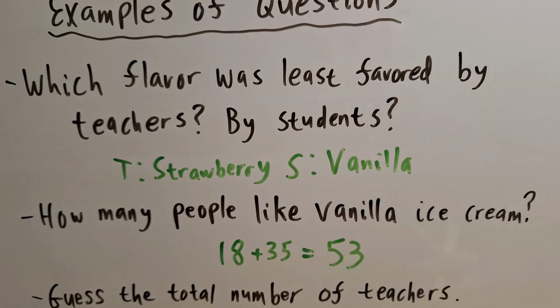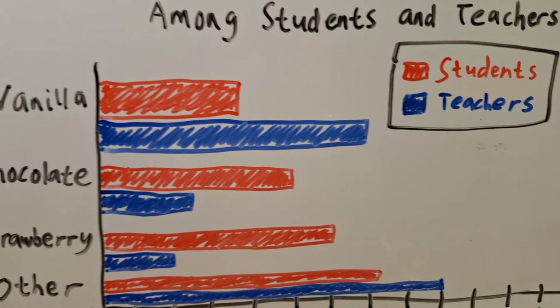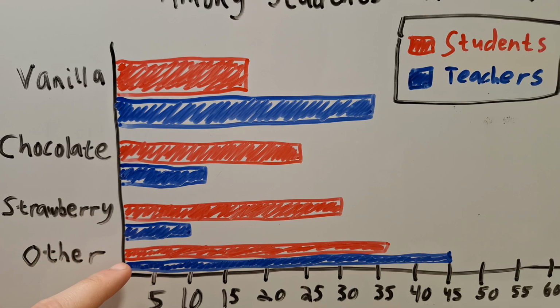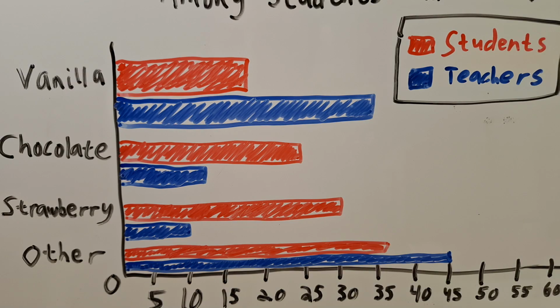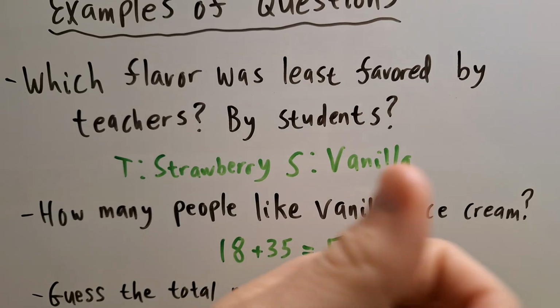And now the last question says, guess the total number of teachers. So now what we're going to do is we're going to look at all the blue segments here, and we're going to add them all up. So the number of teachers here is about 35, which we got from the last problem. The number of teachers here for chocolate is between 10 and 15, so we'll say 13 for that one. For strawberry, there are 10 people. And then for a different flavor, there are around 45. So we're going to add those four numbers up: 35, 13, 10, and 45.